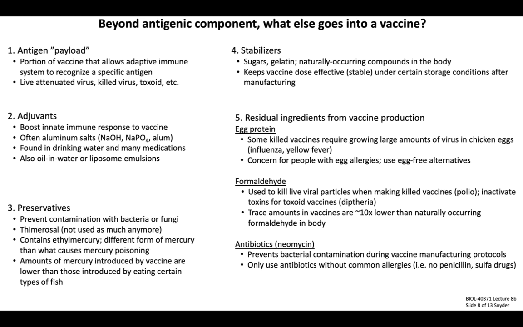These trace amounts are about 10 times lower than naturally occurring formaldehyde found within various human tissues, so formaldehyde in vaccines would never be introduced in high enough amounts to cause any type of adverse effects. Lastly, antibiotics are often included in vaccine manufacturing to prevent any sort of bacterial contamination in cell culture or during the protein purification protocol. Because these may be found in trace amounts in the final vaccine product, manufacturers typically use antibiotics like neomycin that aren't usually the target of antibiotic allergies, unlike things like penicillin or sulfa drugs.